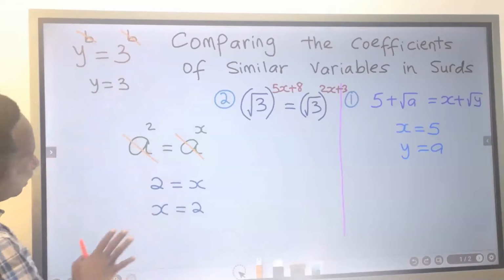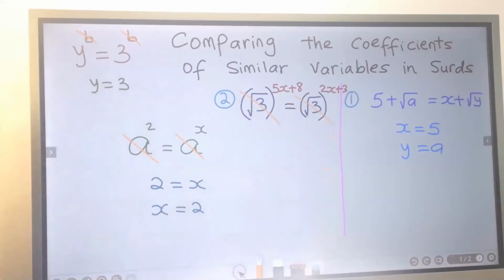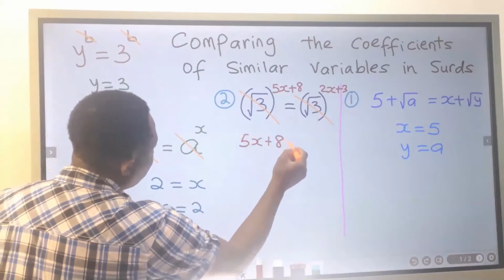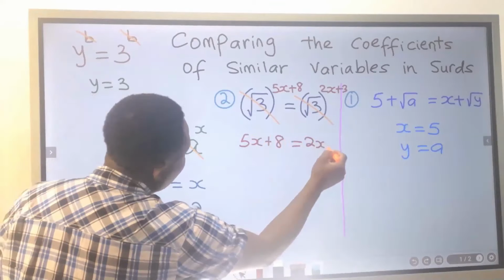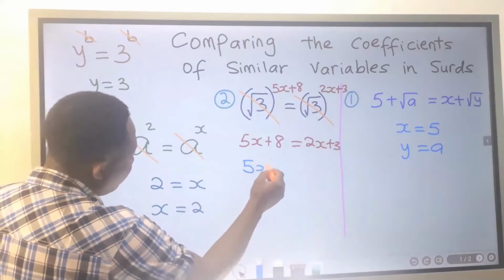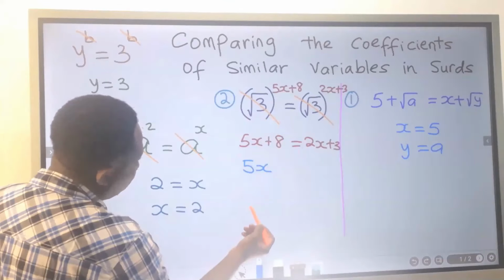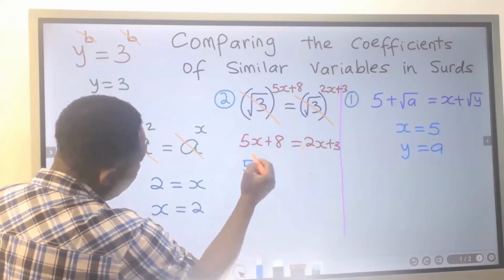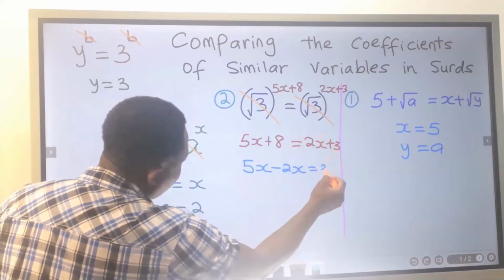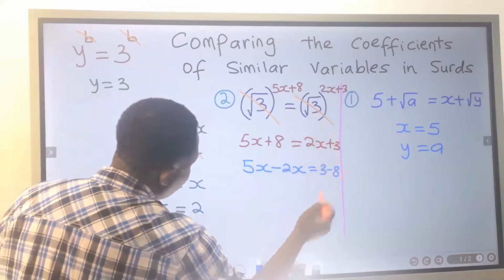With these basic rules, this square root of 3 will cancel this square root of 3, and here we are going to have 5x plus 8 is equal to 2x plus 3. To make x the subject, I will have 5x on this side. This 2x will move across this equal sign, and because it is a plus here, on this side it becomes minus 2x. On the other side we have 3. This is plus 8. It will move across and become minus 8.